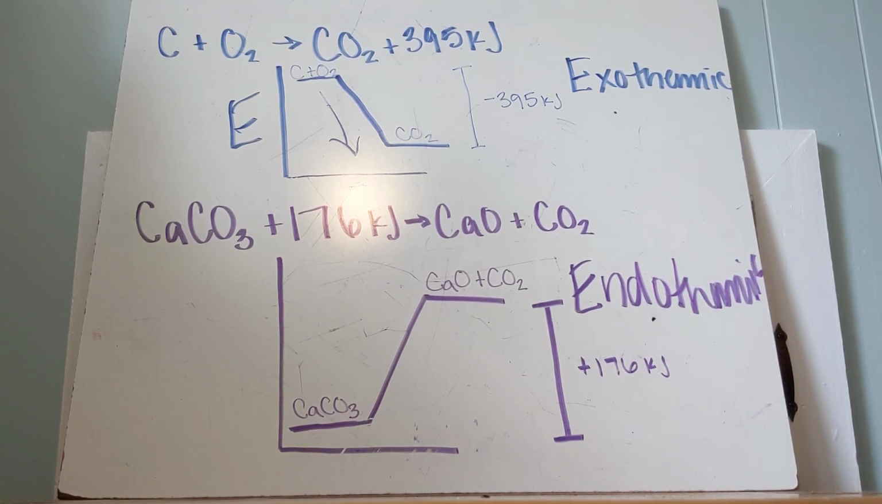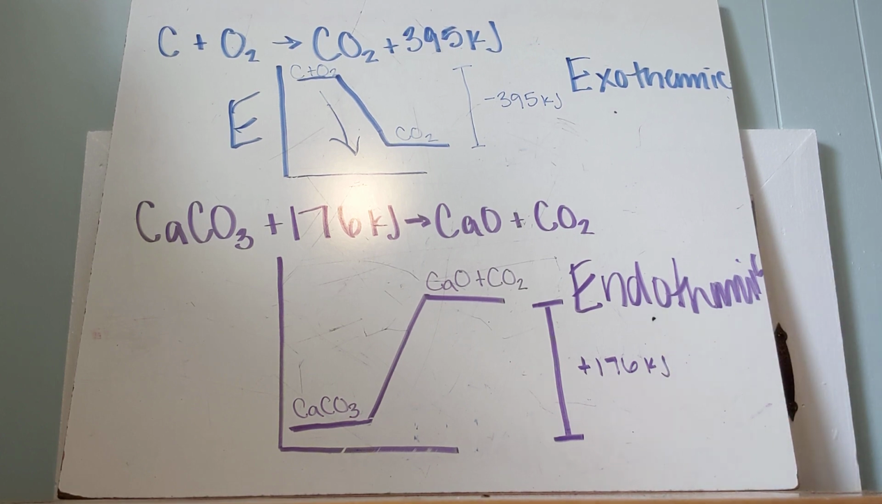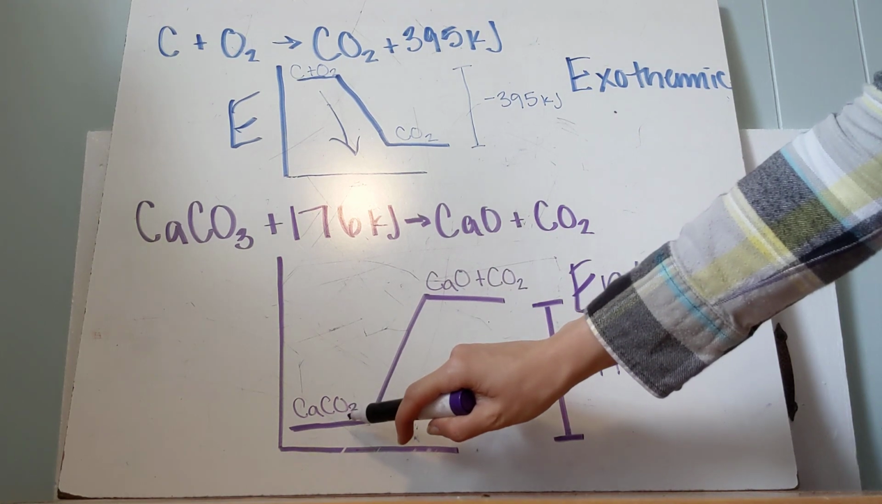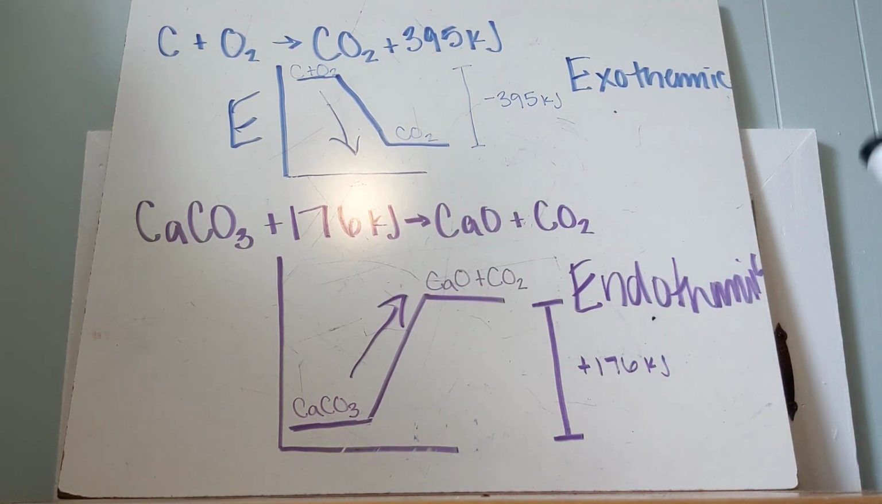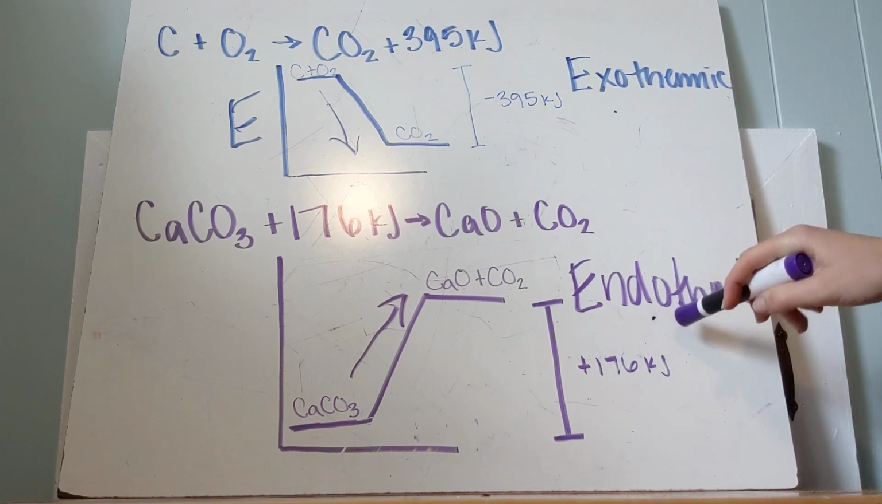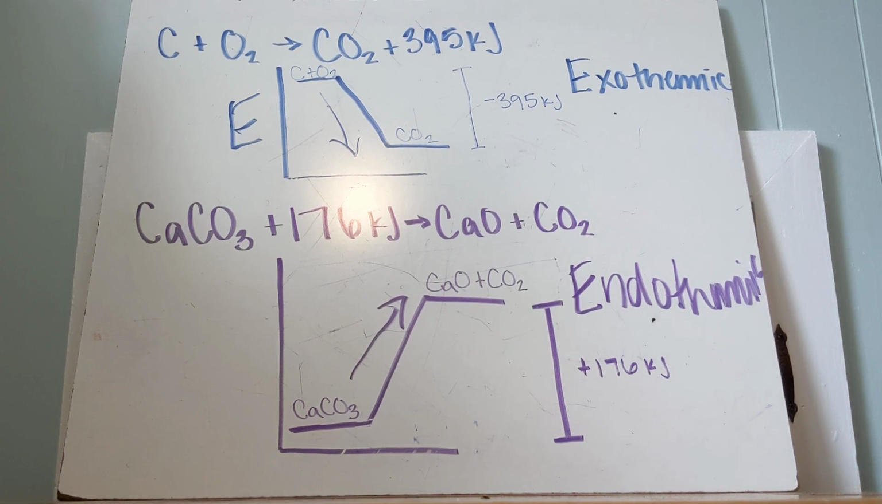All right. And notice also over here that we have plus 176 kilojoules. Another thing to observe is that our reactants are at lower energy than our products. Overall energy is going up. So that's endothermic. So what that means is that our reaction has absorbed energy. Absorbing energy means that it's endothermic.